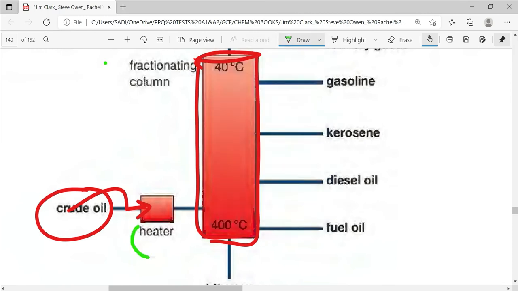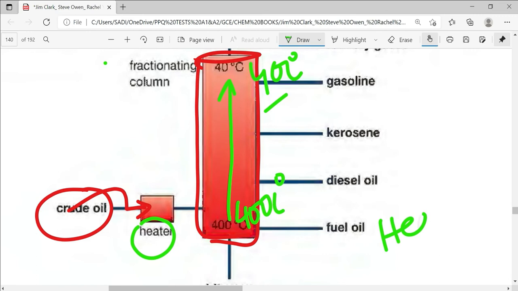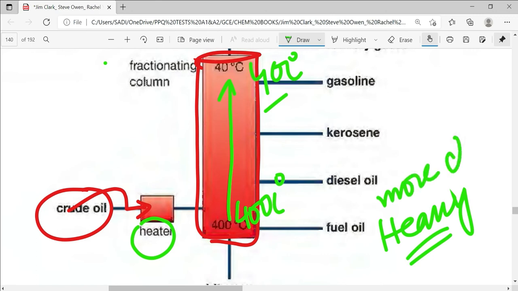Okay, we heat up the crude oil, and now you can see there's a range of temperature here. The high temperature here is 400 degrees Celsius, and it decreases to 40 degrees Celsius at the top. Heavy fractions, by which I mean more carbons in the chain. Like if there are alkanes, more carbon in the chain. So when we heat up, the heavy fractions stay here and the light fractions go up and up and up.